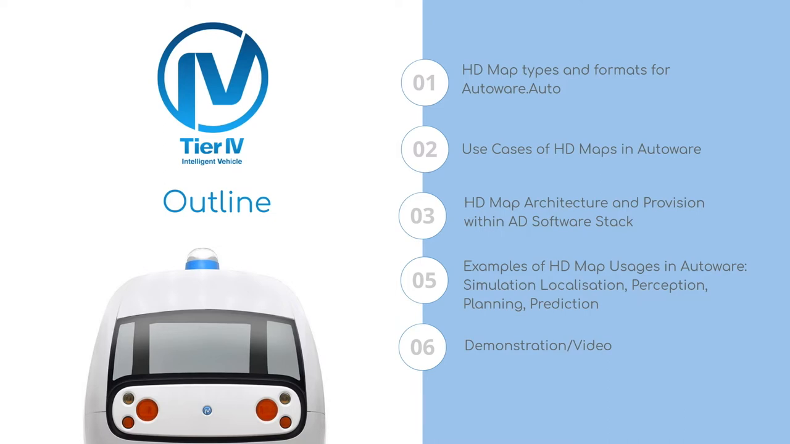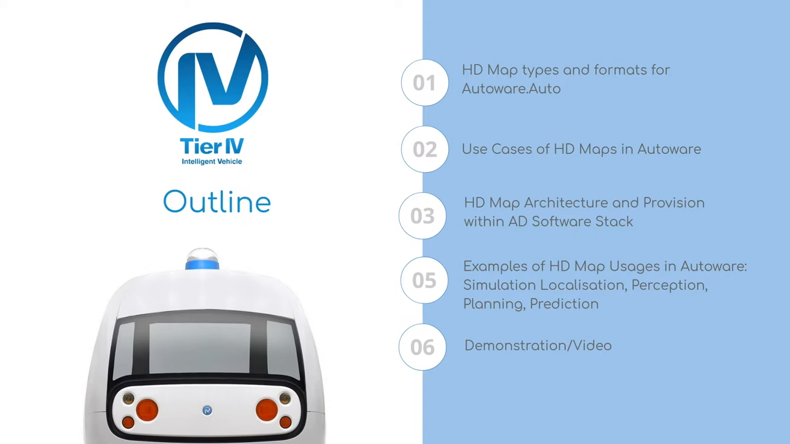Second, I will briefly introduce the use cases for HD maps for Autoware.Auto. This gives an insight into what sort of information Autoware needs from HD maps and why it needs the information. Then, for each of the map types used in Autoware.Auto, I will detail the HD map architecture and show how the map information is provided to the other elements of the autonomous driving software stack.